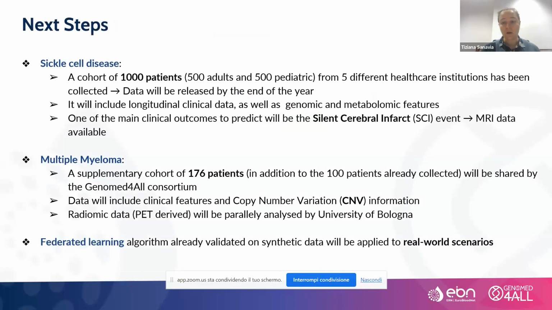And in addition, we also have the radiomic features from 1,000 patients, while for the multiple myeloma, we will have radiomics, copy number variance information, and clinical features. Of course, all these frameworks will then be adapted to federated learning approaches that allow the distribution of the models across multiple centers, and that now Patricia will talk about.